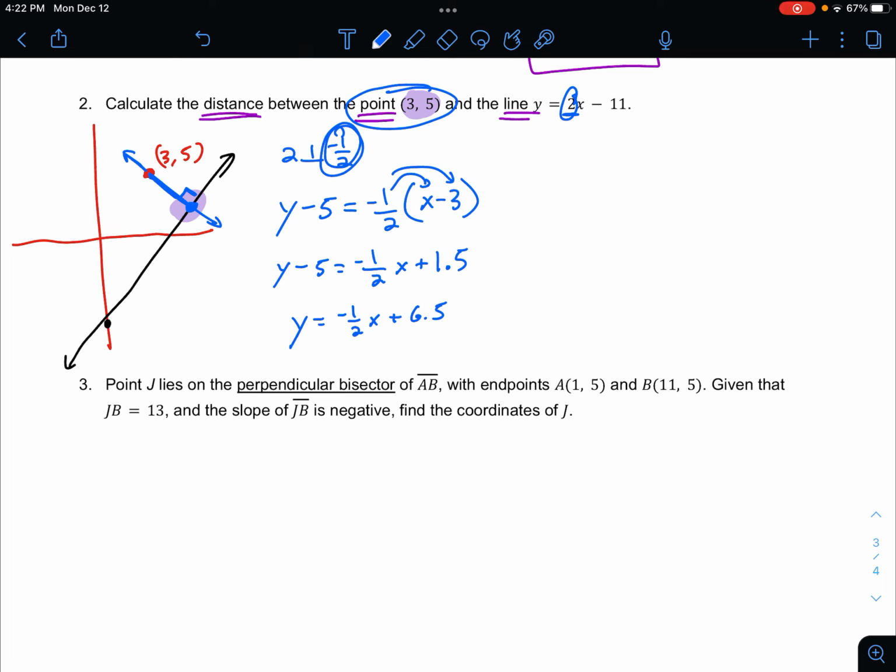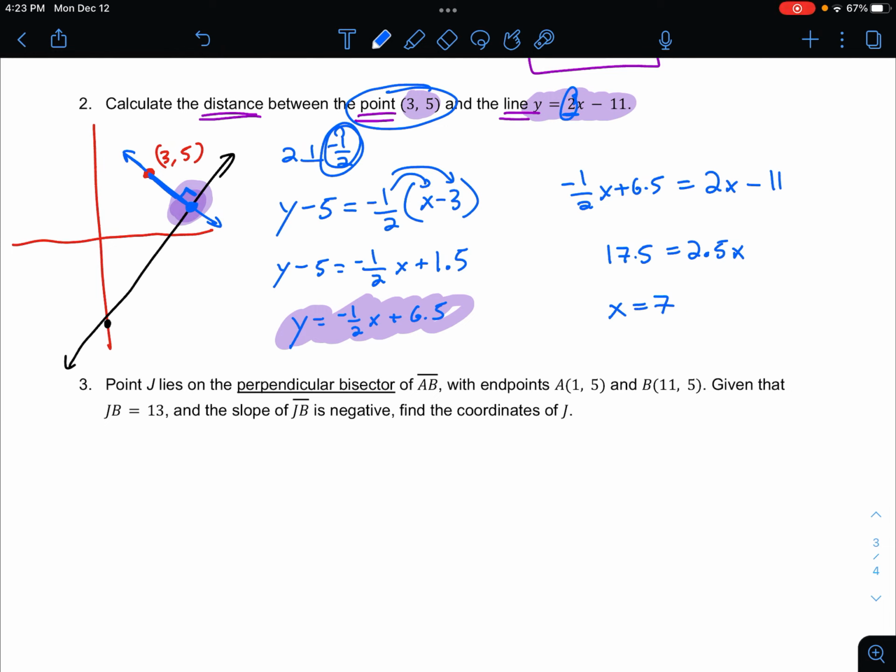Looks good. Now I want to know, where does this line intersect with the original line? So we can set them equal to each other: -1/2 x plus 6.5 equals 2x minus 11. I'll add 11 to both sides, so I'll get 17.5. Then I'll add 1/2 x to both sides, giving 2.5x. So x equals 17.5 divided by 2.5. That's related to 175 divided by 25. I know 25 goes into 100 4 times and into 75 3 times, so x must equal 7. That's the x-coordinate of our point of intersection.